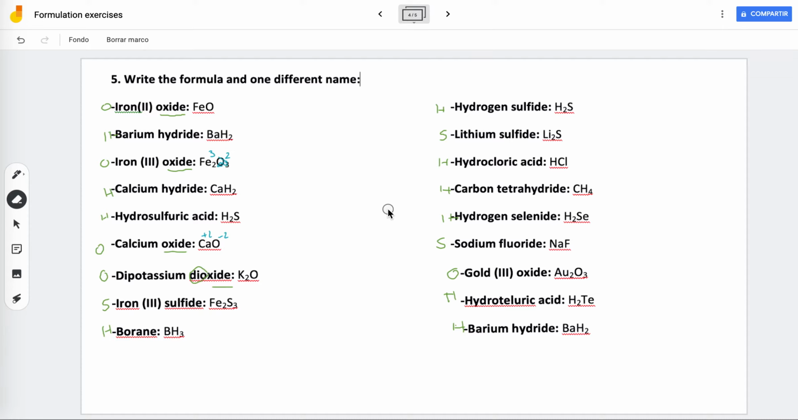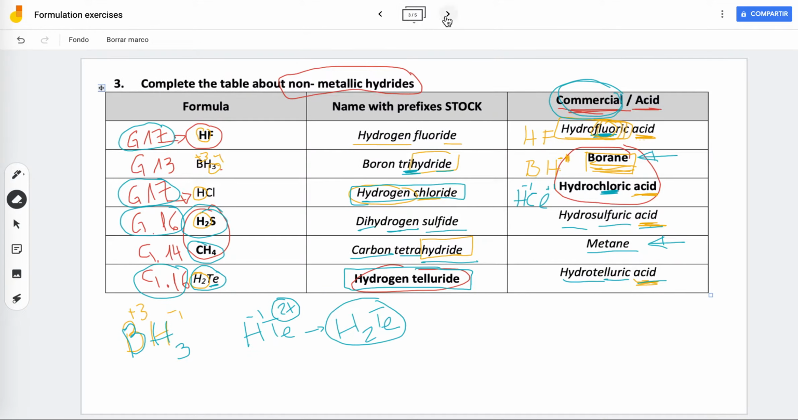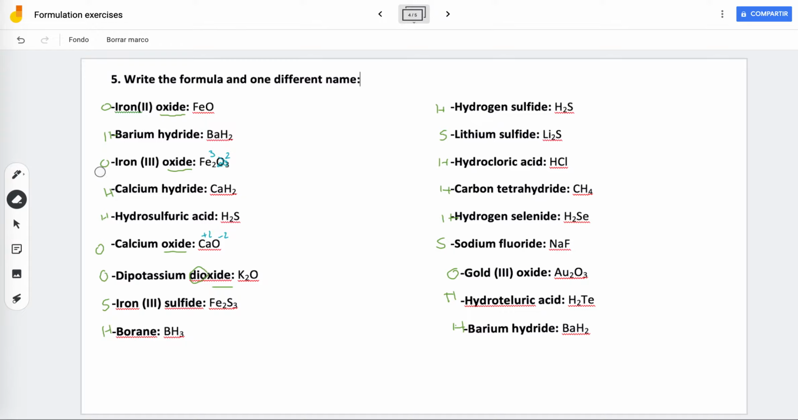Okay, so we are now in the explanation of exercise 5. In the photocopies, we pass from the third exercise to the fifth exercise. So I wrote here the different types, because we went through oxides, that is this one, oxides, hydrides, oxides, hydride, oxide, hydrides, oxides, oxides.